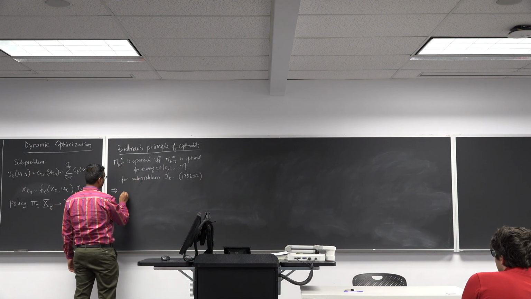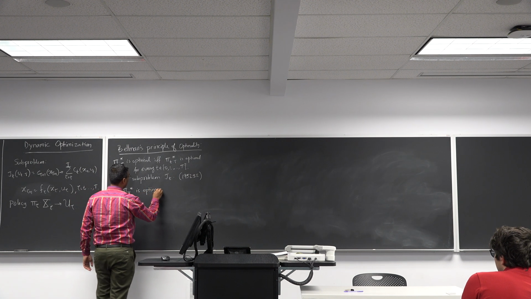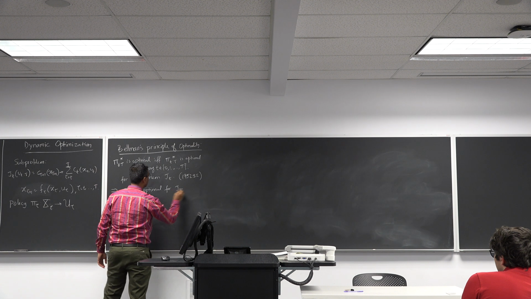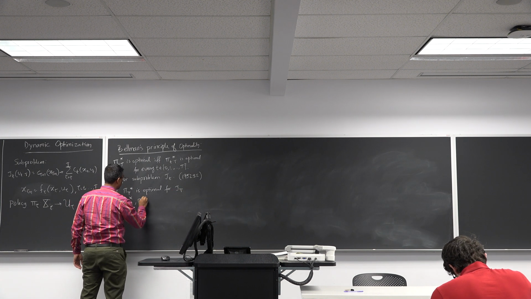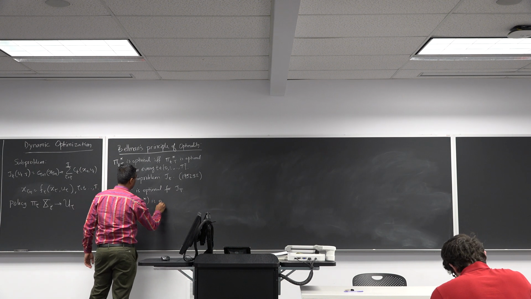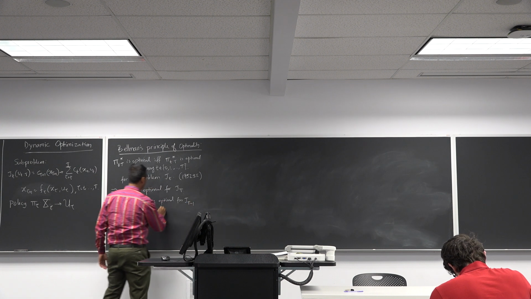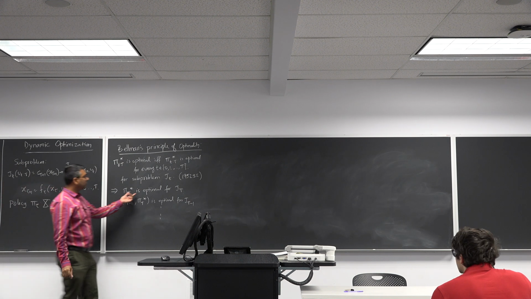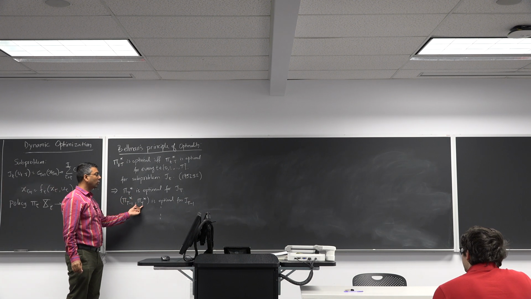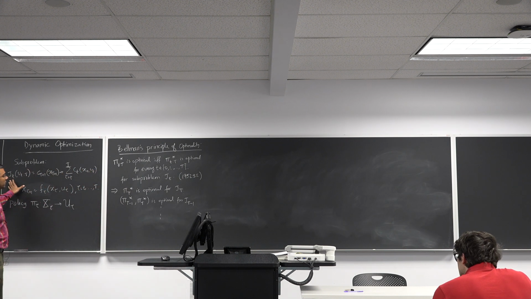So this is saying pi t star is optimal for J_t, pi t minus 1 star, pi t star is optimal for J_t minus 1, and so on. So actually the algorithm is, let's try to solve the simpler problem first, then we'll go to the more complicated problem, and so on. Because the original problem is very complicated.